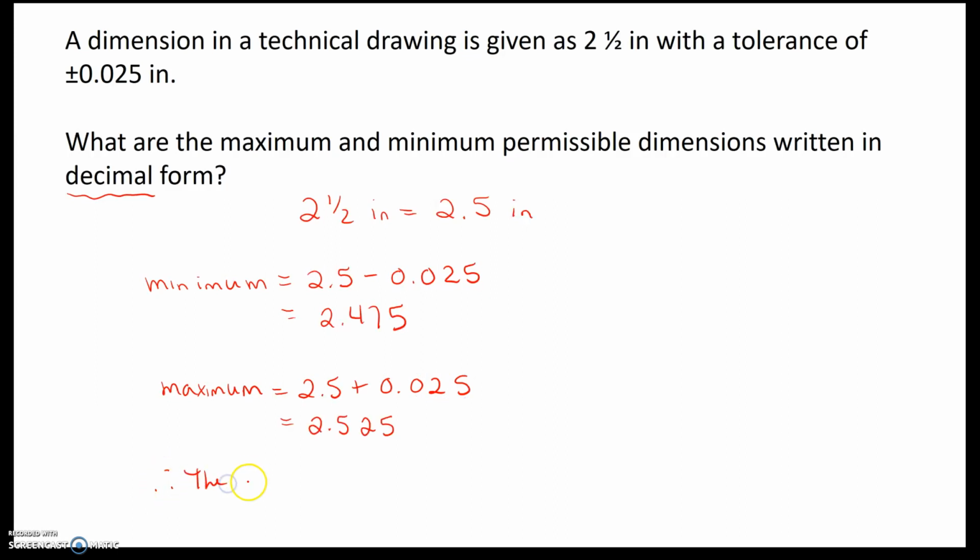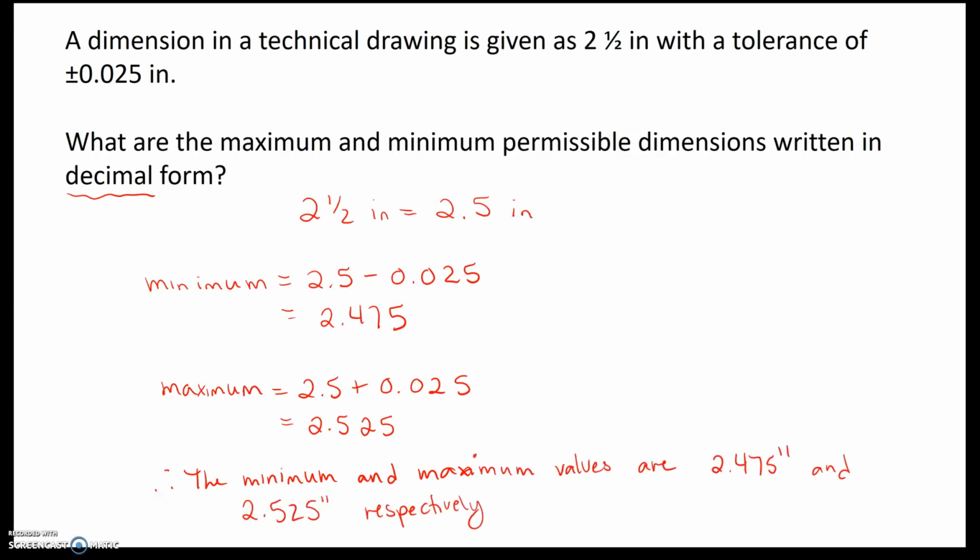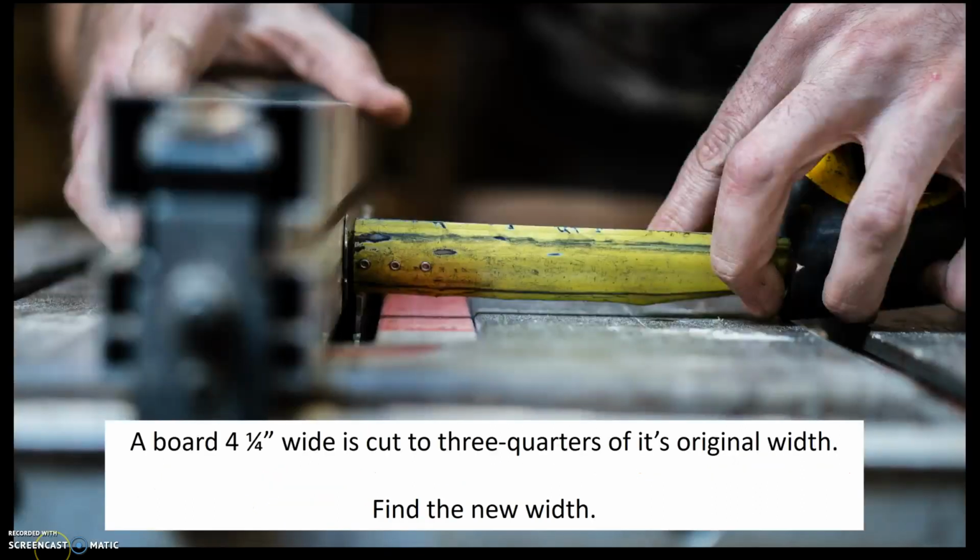Therefore, the minimum and maximum values are 2.475 inches and 2.525 inches respectively. Our next question involved finding fractions of a fraction. A board is 4¼ inches wide, is cut to 3/4 of its original width.